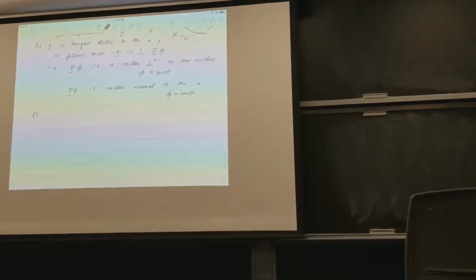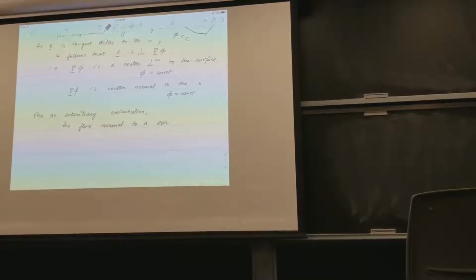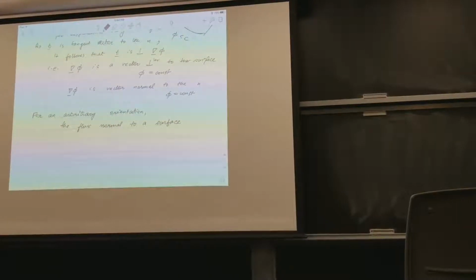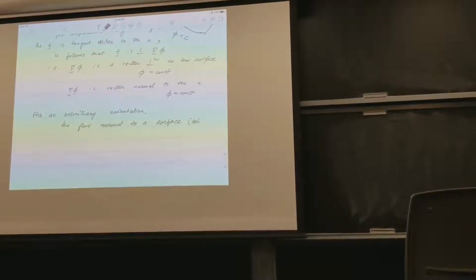So for an arbitrary orientation, the flux normal to a surface, so this surface could be my table, could be an object.